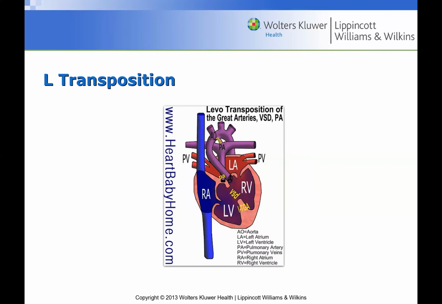L transposition is a little bit different. The ventricles are flip-flopped with the atriums, and when that happens, it results in the correct kind of circulation throughout the body, but they will have a VSD.